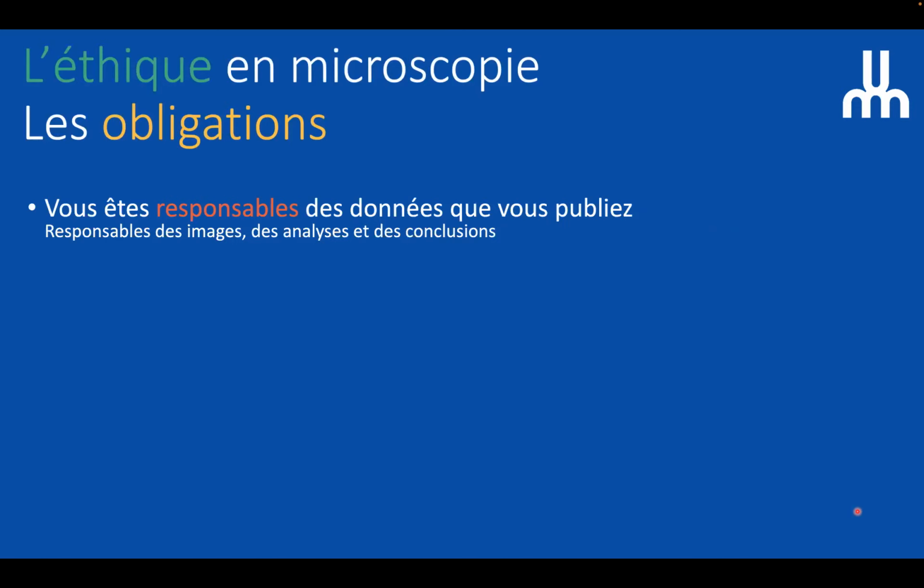This is valid in science, and it's valid for microscopy, but also in science in general. As soon as you're publishing something, you are responsible for the data you are publishing. So you are responsible for the images, the analysis, and the conclusion that you are drawing from this data. If you get it wrong, then it can only be your fault. There are no excuses, or you cannot say, "Oh, I didn't know." When you are publishing something, you must know, and you must find the information to know it.